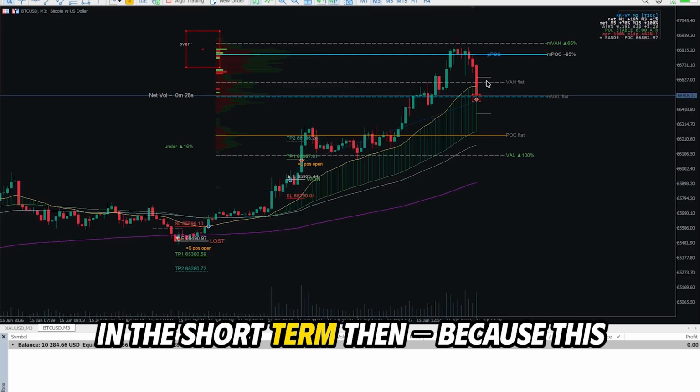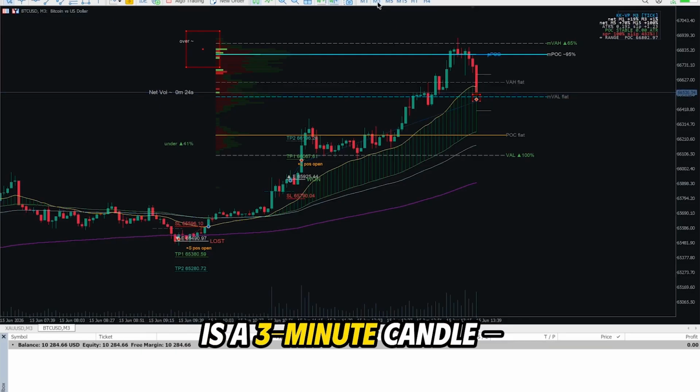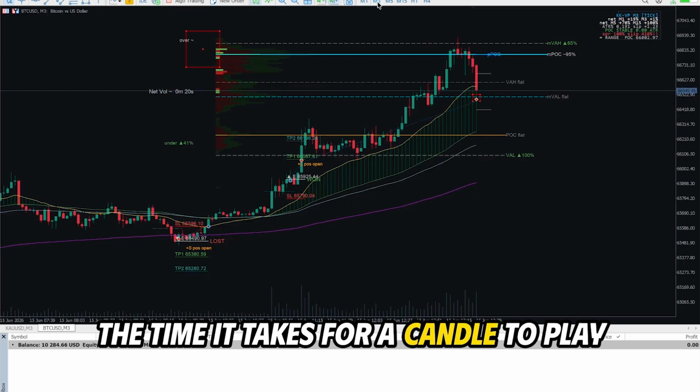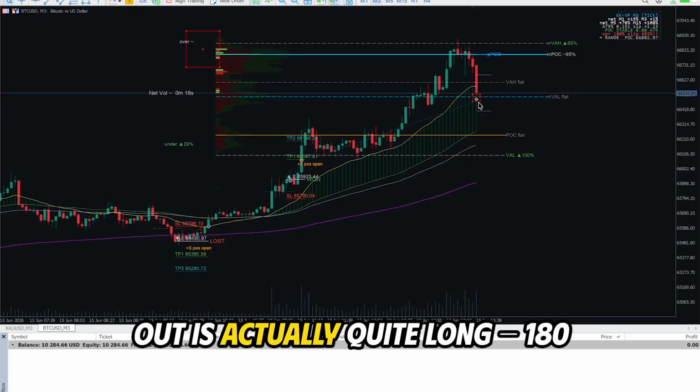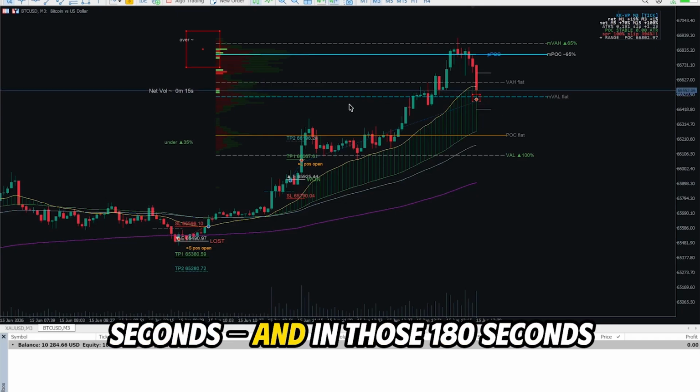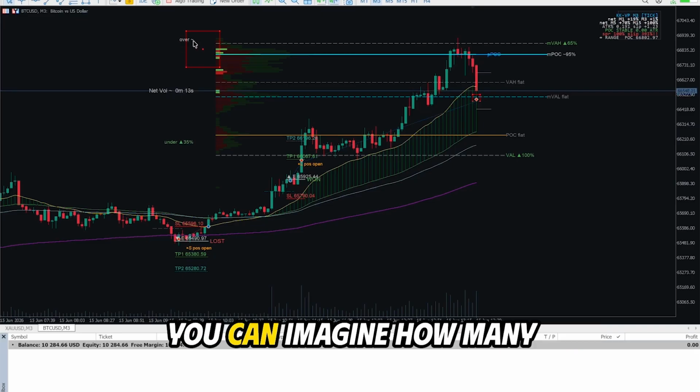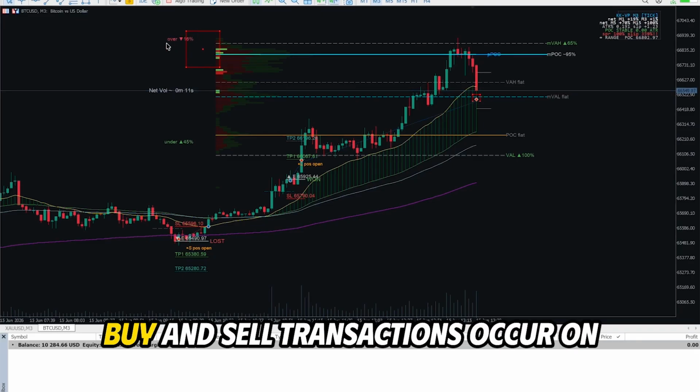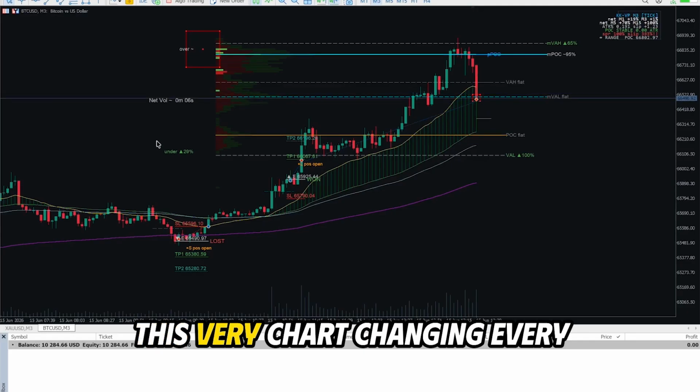In the short term then, because this is 3-minute candles, the time it takes for a candle to play out is actually quite long, 180 seconds. And in those 180 seconds, you can imagine how many buy and sell transactions occur on this very chart, changing every single tick.